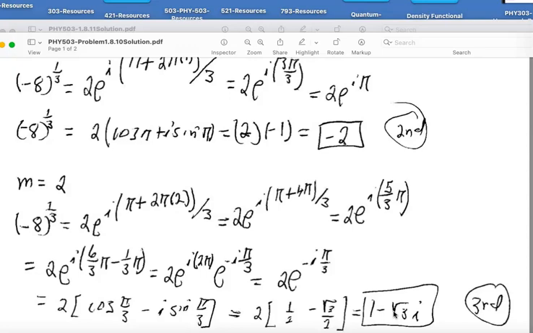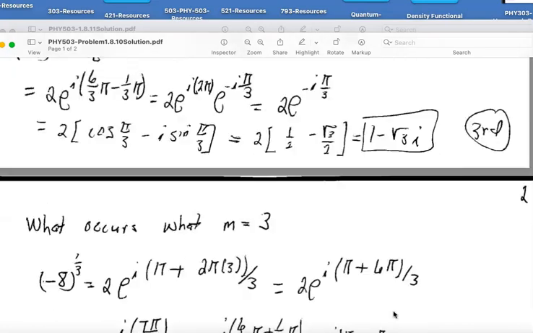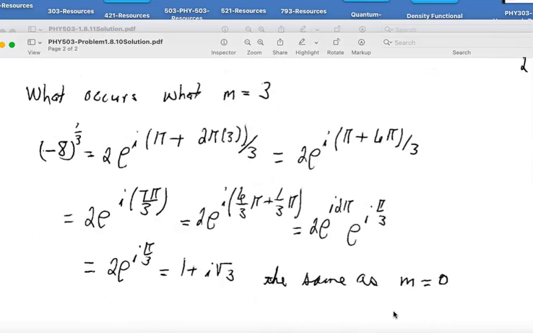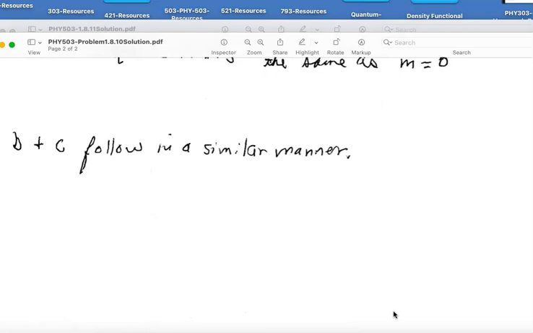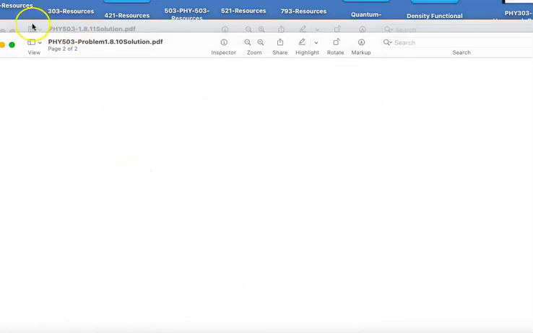If you put in m equals 3, m equals 4, on and on, you get to repeat the same values. So you can stop right there. You've gotten all the roots. Let me go to this next part here that I want to share with you.